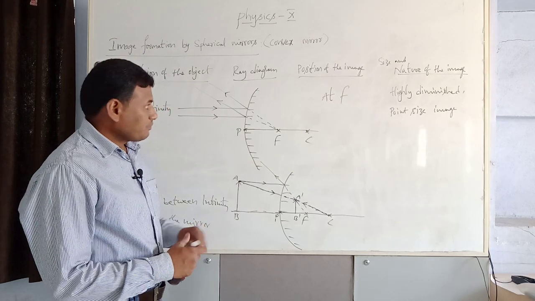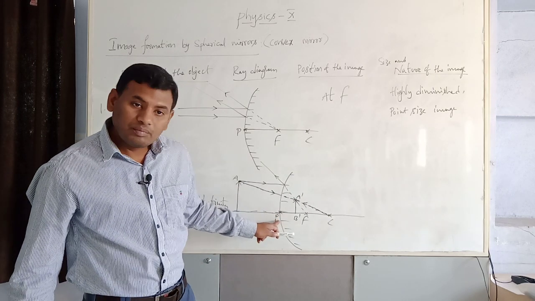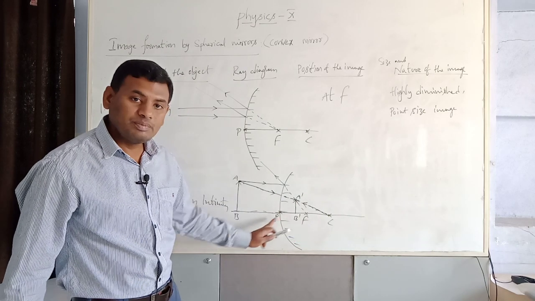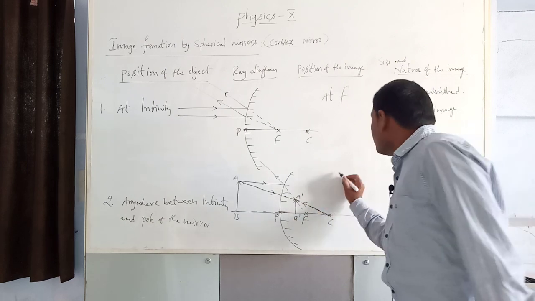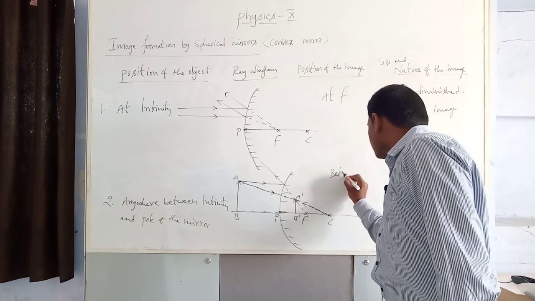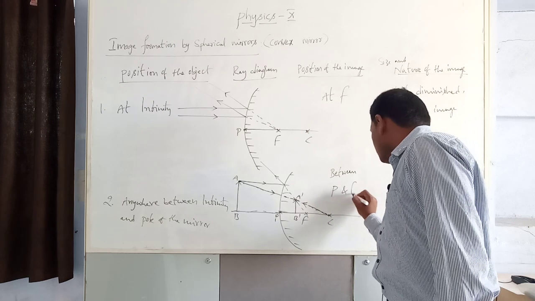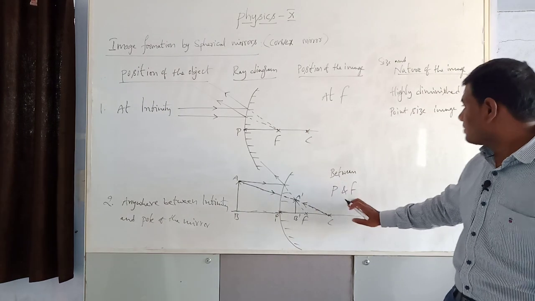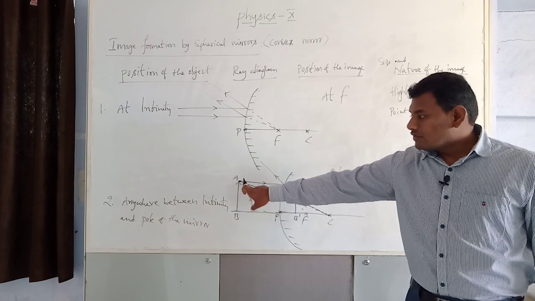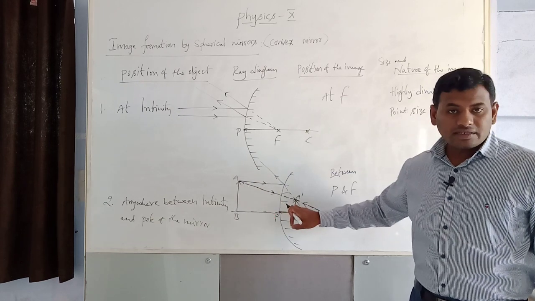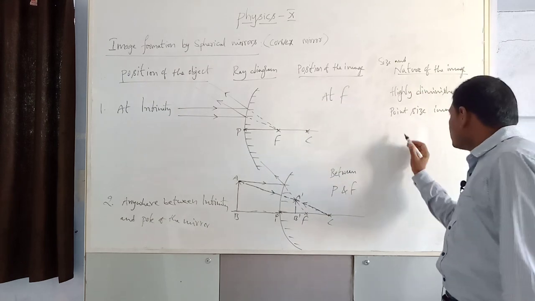Now let us see the position of the image. Where is the position of the image? Position of the image is between pole and principal focus, that is P and F. Now size and nature. Size of the object is greater when compared to the size of the image. So the image that is formed is a diminished image.